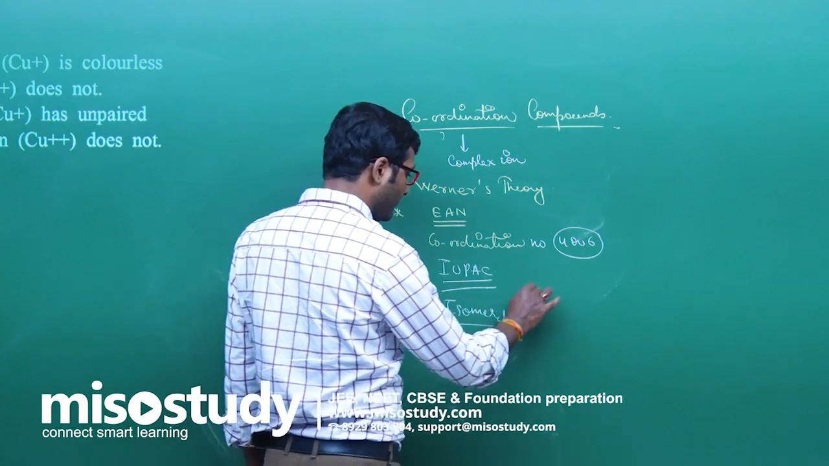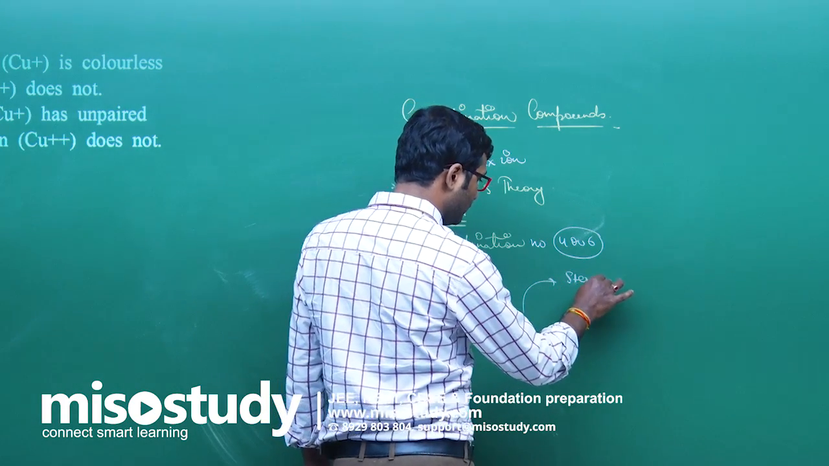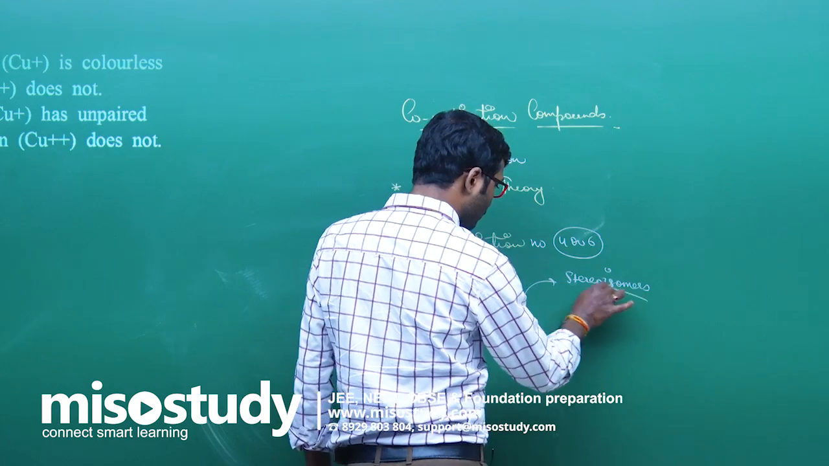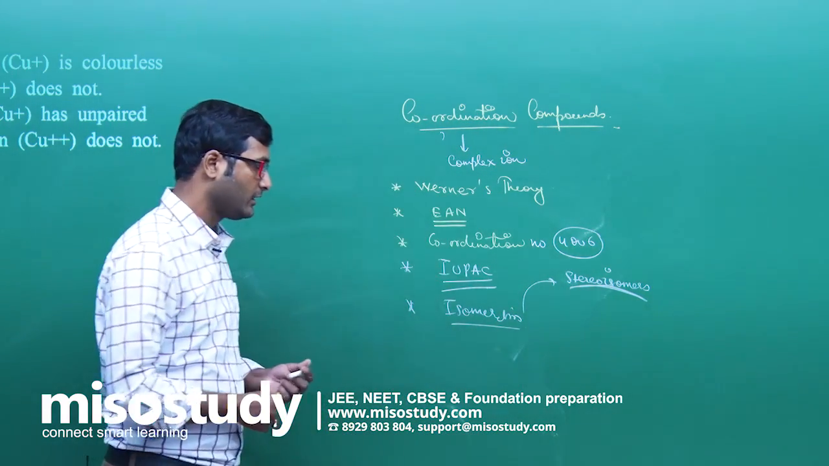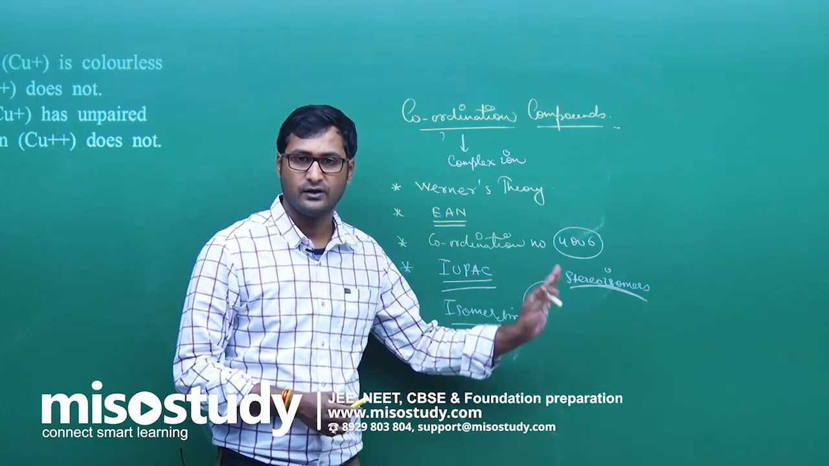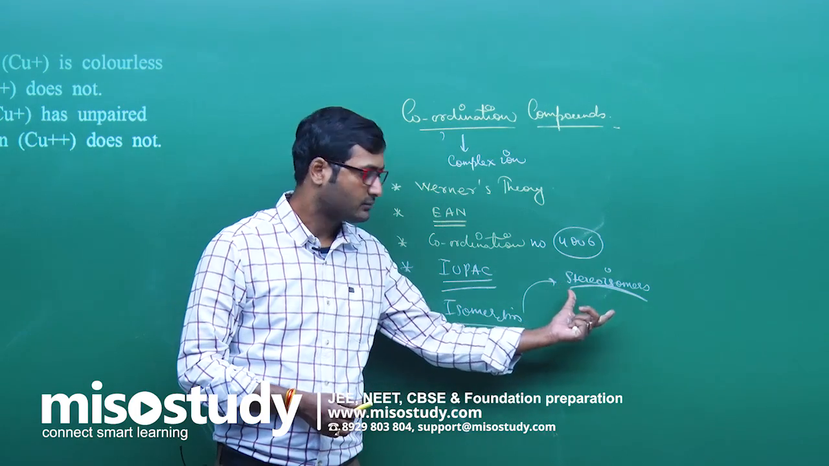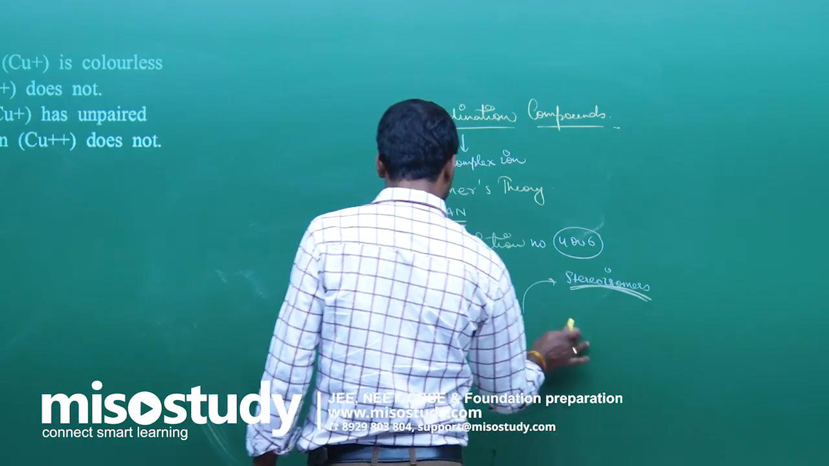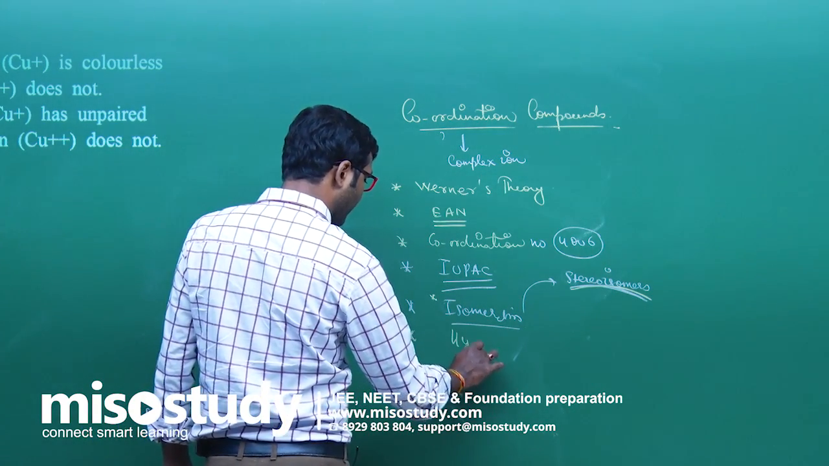In isomerism, basically you have to focus on stereoisomers, and I have provided a strong short technique to find the stereoisomers. You can search this video on YouTube also, named short trick to find the isomers in coordination compound. This is very important.